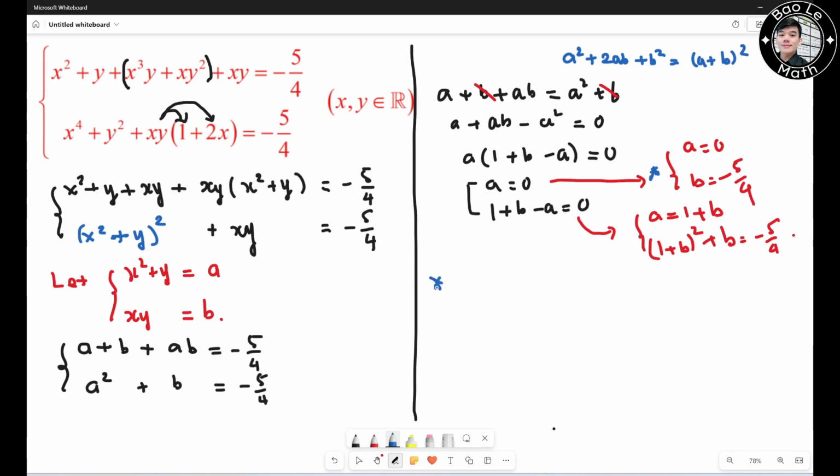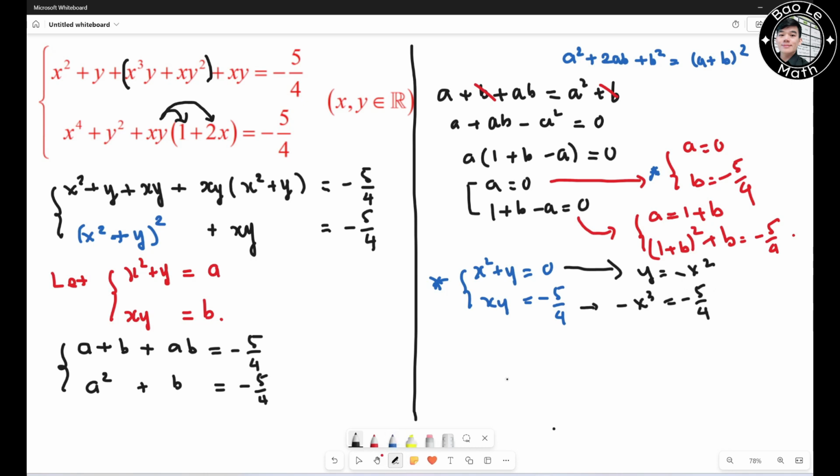So the first one, a equals 0, but a equals x squared plus y. So we have x squared plus y equals 0. b equals negative 5 over 4. So b is x times y equals negative 5 over 4. Alright, so from the first equation right here, we need to solve for y. So y equals negative x squared. And we bring this one into the second equation. So the second equation becomes negative x cubed equals negative 5 over 4.